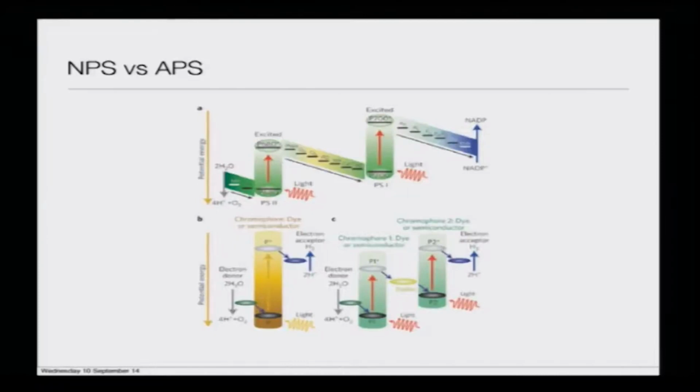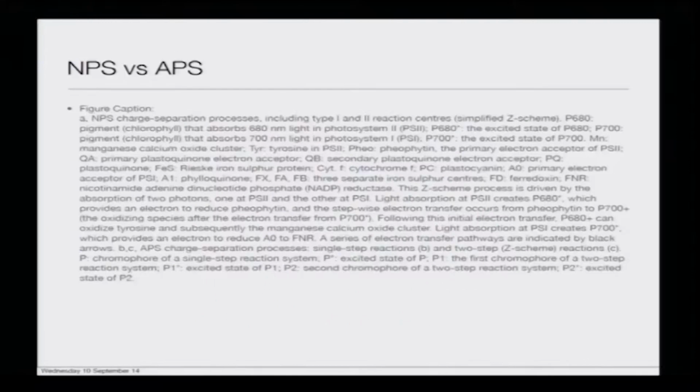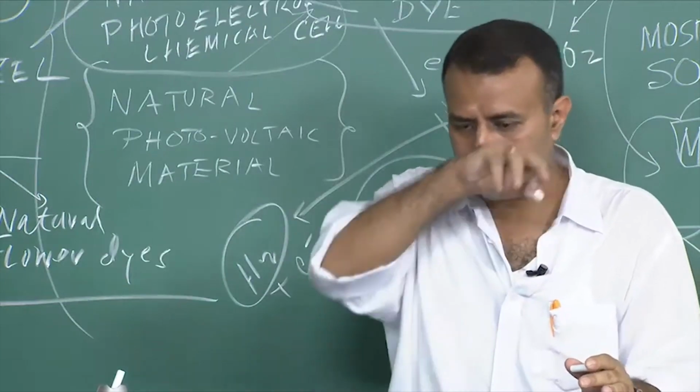So, this is the overall A, and if you go through the caption of this figure, which has been derived from that Nature Photonics paper, this is exactly what it will tell you: a two-step Z scheme of reactions, where P is the chromophore, and the last two lines describe a single step reaction, P excited state. So, you can go through this, and that will give you an idea of how these photosystems are working.